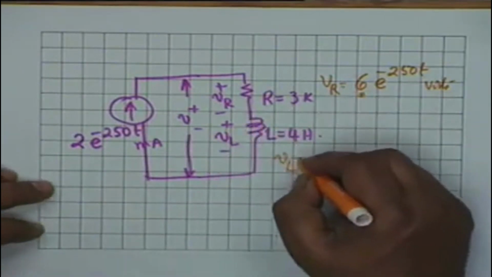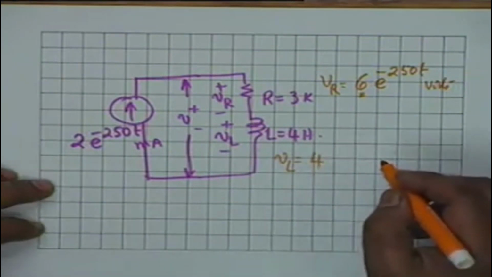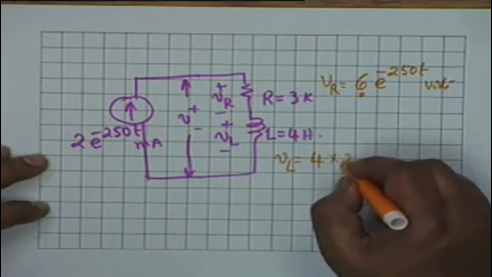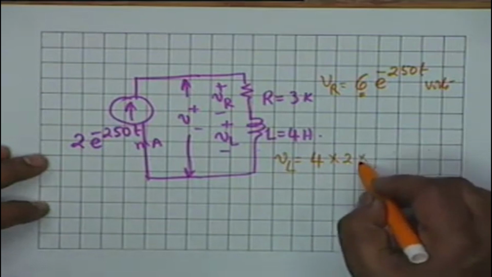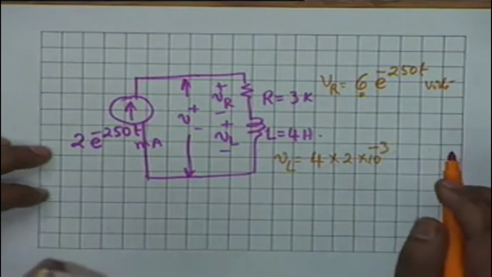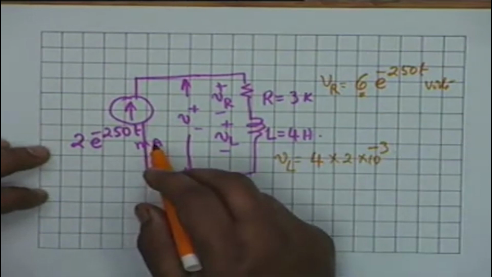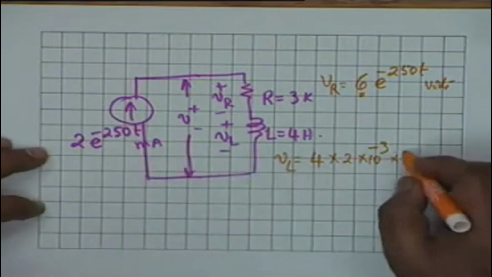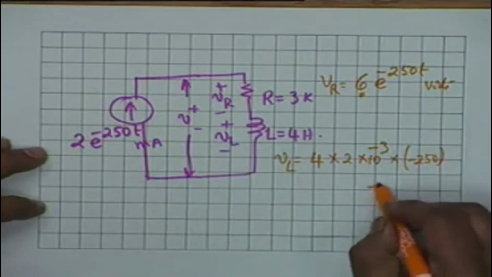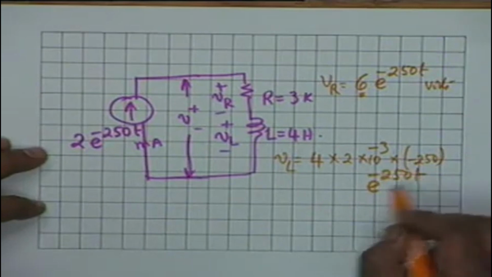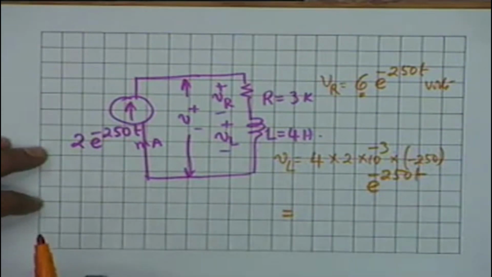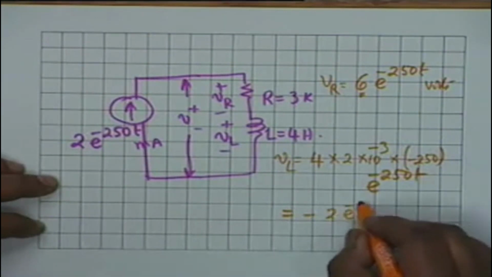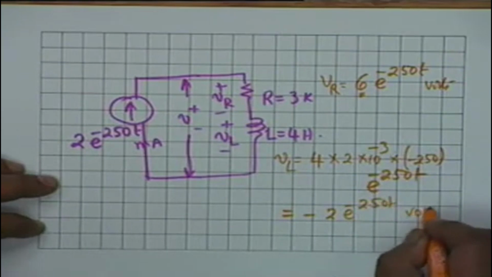Now VL similarly would be L, that is 4, di dt, that is 4 times 2 times 10 to the minus 3, milliampere, mind you, we want to convert it into volt, times d dt of e to the minus 250 t, that will be minus 250 e to the power minus 250 t. Is that okay? Can you tell me how much is this? Minus 2 e to the power minus 250 t volts.